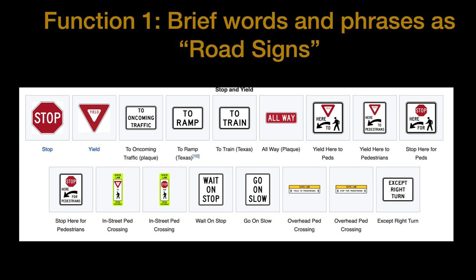So we'll look at two functions, two moves, or two types of actions, we'll say, that academic writers often do. The first function is to use brief words and phrases as road signs.